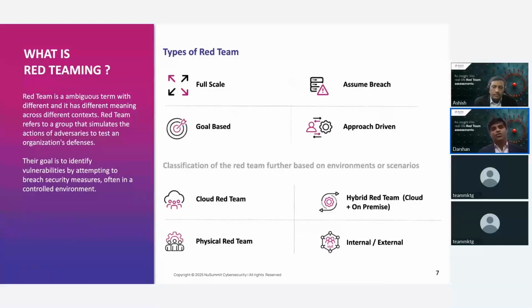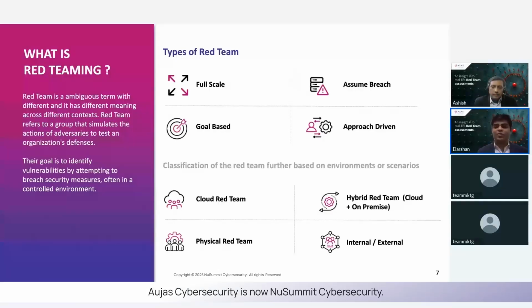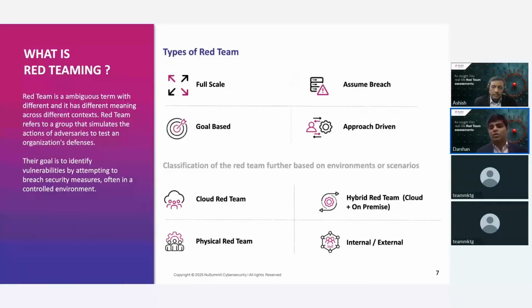We have assume breach scenarios. Suppose you're not looking at a full scale red teaming, but only want to test your internal waters, or if you want to check if there is a zero-day attack, what would be my risk towards the internal network, or if someone has third party access and that third party gets compromised, how will that affect my network? If someone wants to talk about physical attacks or insider breaches, rogue employees, that is where we talk about assume breach scenarios.